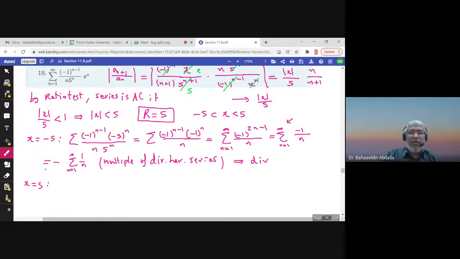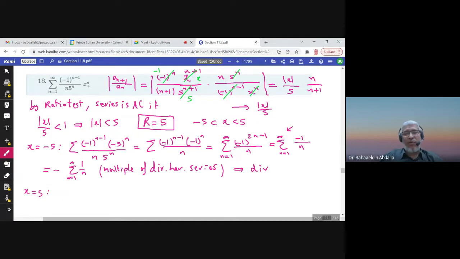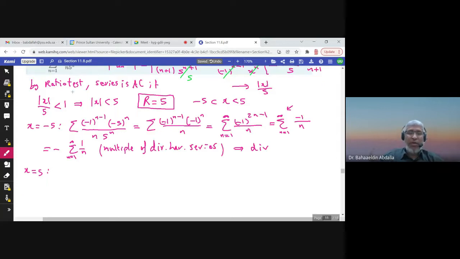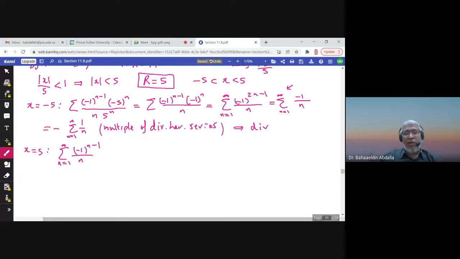If x is 5, I'll have 5 to the power n, and it will go with 5 to the power n. So the series would be -1 to the power n minus 1 over n. Now notice if you replace n by 1, you get -1 to the power 0, and that's positive. If you put in 2, you get -1 to the power 1, and that's negative. If you put in 3, you get positive, and so this is alternating. But when you have 2n, it is not alternating.